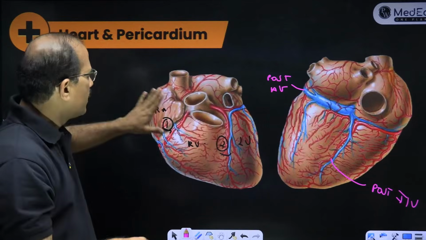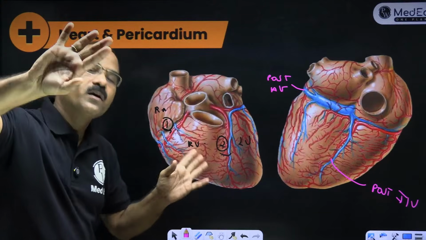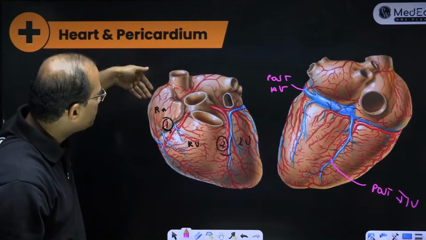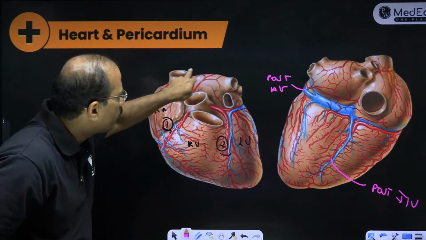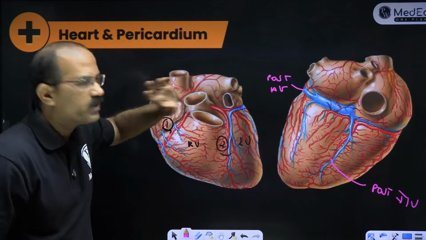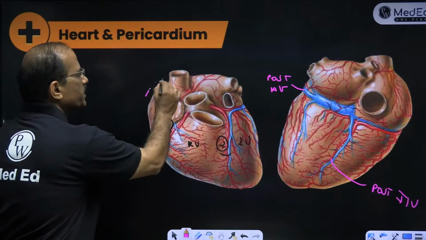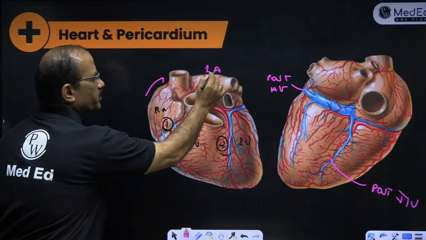Fine. A part of right atrium is here. The rest of the right atrium कहाँ गया? पीछे पीछे पीछे. And what is this chamber? जो एकदम पीछे है. What is this chamber? That's the left atrium. ये right atrium है. A part of right atrium पीछे की तरफ गया. And this complete chamber is the left atrium.